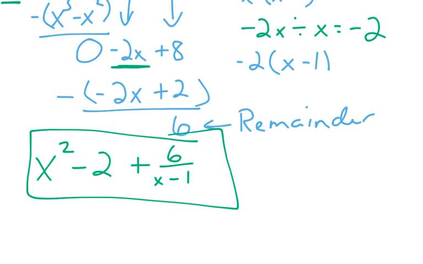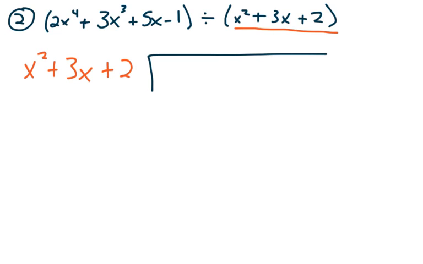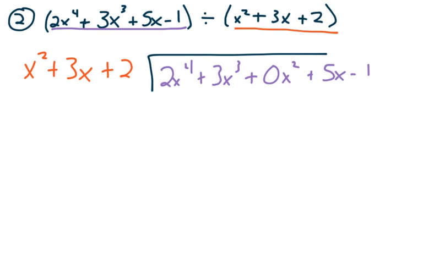Let's try another one. 2x to the fourth plus 3x cubed plus 5x minus 1 divided by x squared plus 3x plus 2. So your divisor is on the outside, x squared plus 3x plus 2, and we'll put the dividend on the inside. Now, you're going to notice there's no squared term. What I'm going to do here is, after 2x to the fourth plus 3x cubed, make a space for the x squared term. So 0x squared plus 5x minus 1. I'm going to extend this bracket a little farther.